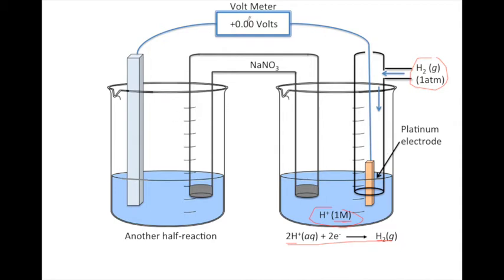To get those standard reduction potentials, we would pair this standard hydrogen electrode up with some other half cell. It doesn't matter which one it is, and then we would measure the voltage or the potential difference between those two, and that would give us the standard reduction potential of this other half cell.